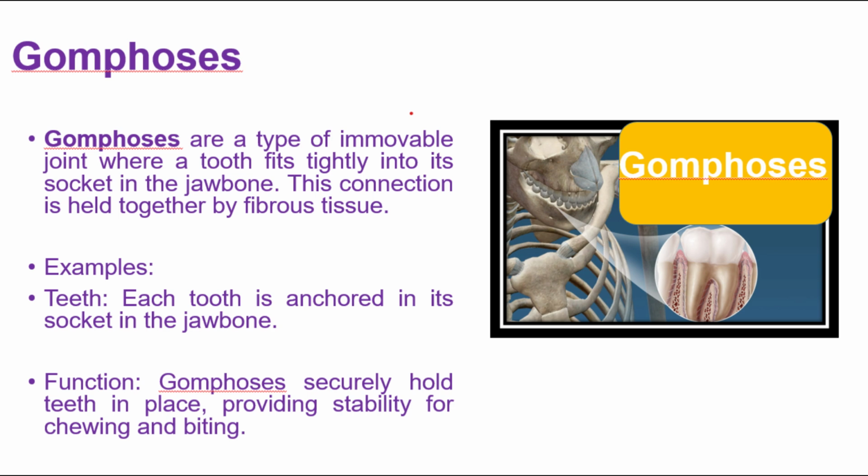Gomphoses. Gomphoses are a type of immovable joint where a tooth fits tightly into its socket in the jawbone. This connection is held together by fibrous tissue. Examples: teeth. Each tooth is anchored in its socket in the jawbone. Function: gomphoses securely hold teeth in place, providing stability for chewing and biting.